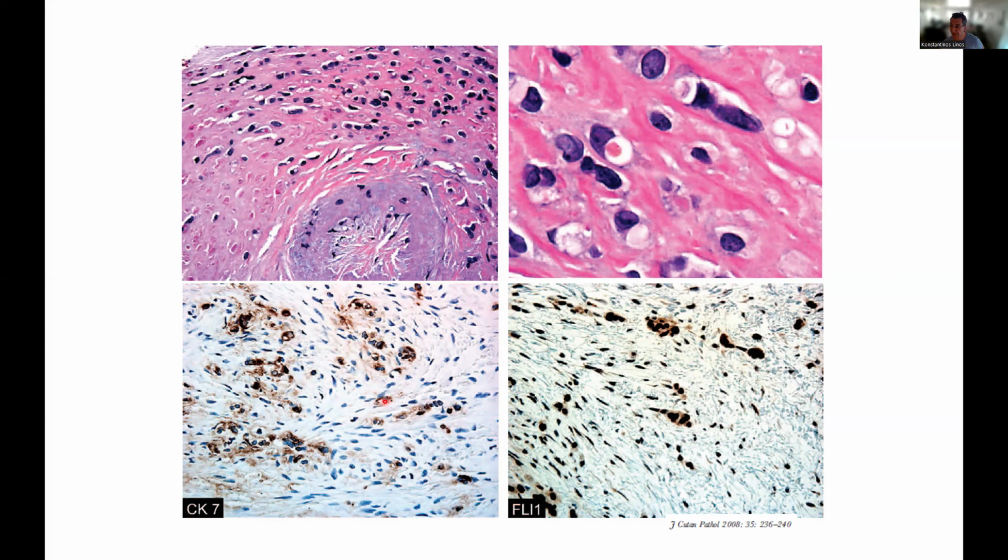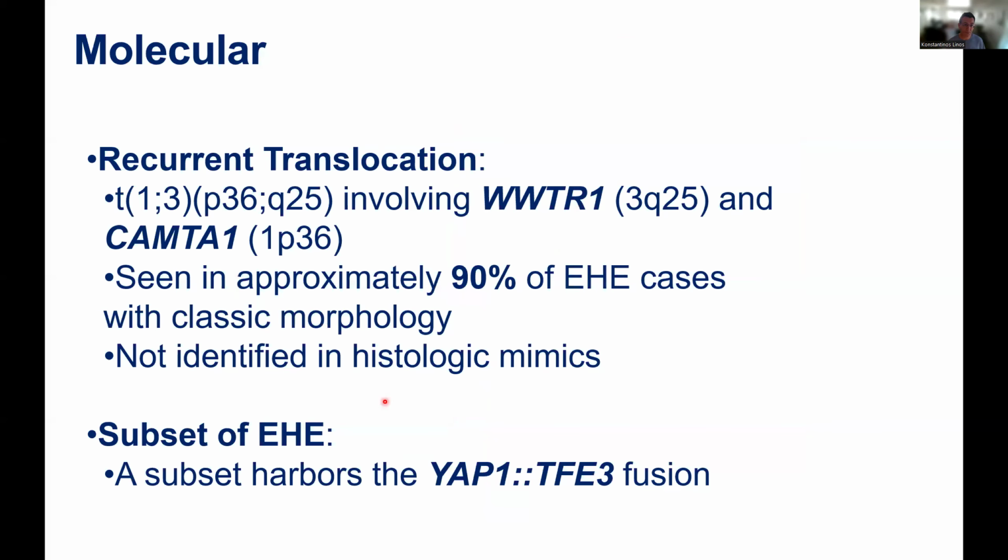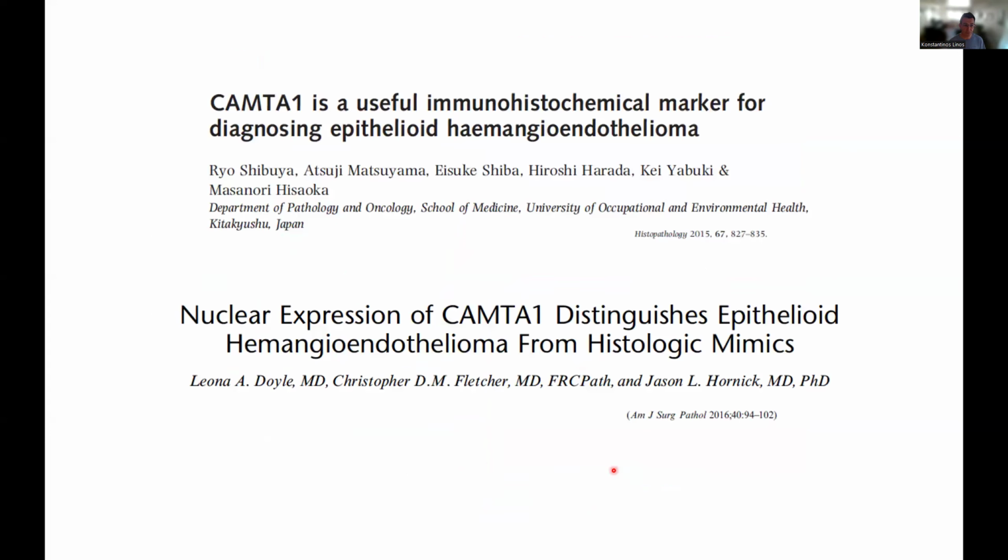These tumors, like any epithelioid vascular tumor, can express keratin, which can be confusing. So you want to be careful that you're not missing a vascular neoplasm. But we know now the molecular findings: approximately 90% of the cases have a WWTR1-CAMTA1 fusion. And a subset of them, not reported in the skin, show YAP1-TFE3 fusions.